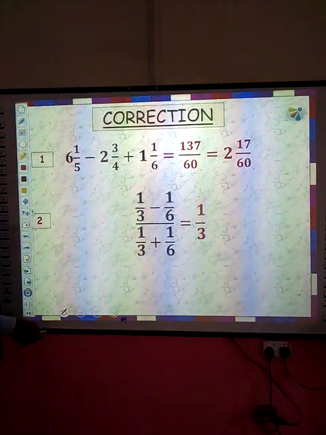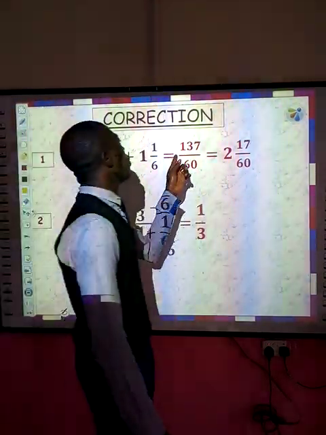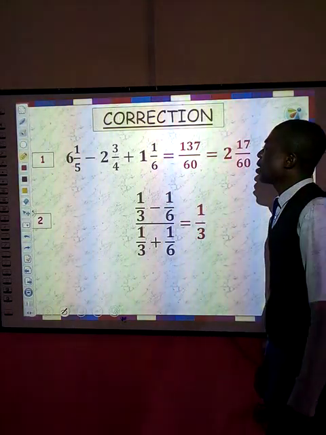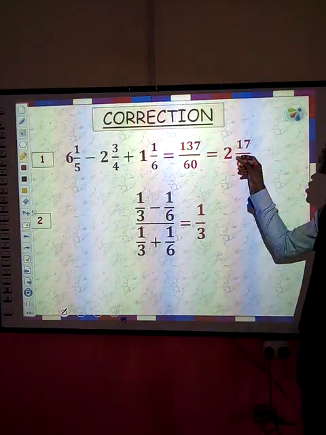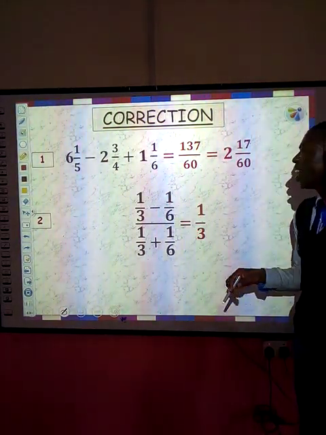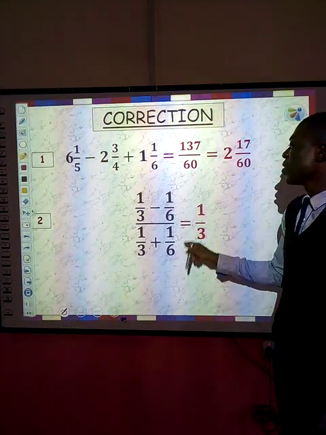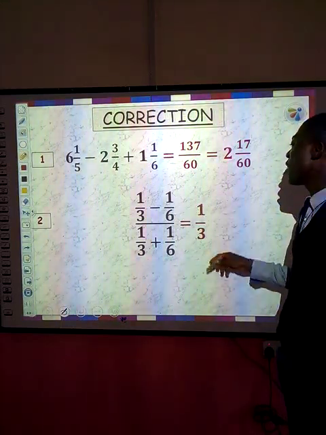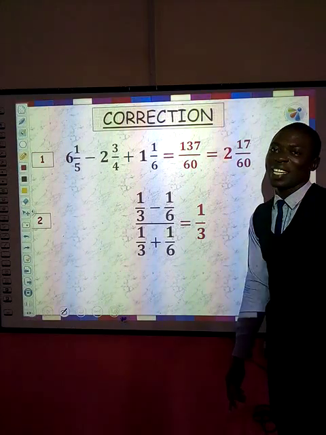The answer to question number 1 is 127 all over 60. If you break it down, you get 2 whole number 17 over 60. And then the second fraction, the whole of this fraction here, if you simplify it very well, you are going to get 1 over 3.